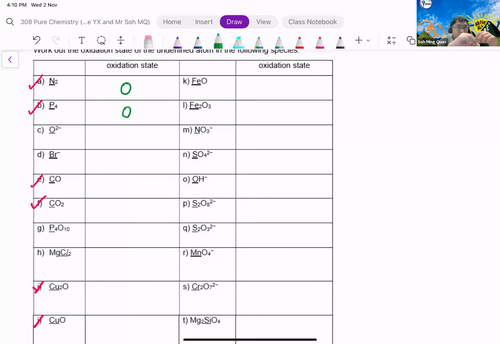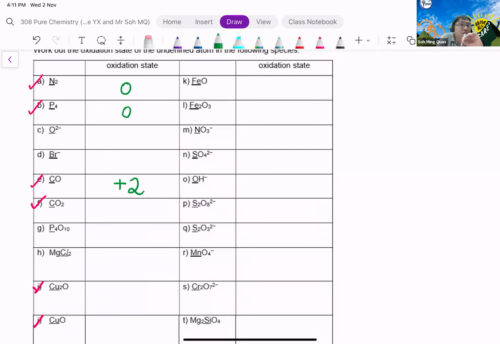What's the oxidation state of carbon in carbon monoxide? Wei Sheng? +2. He typed in the chat to me. Yes, it's +2 because we already know that oxygen is -2. So carbon must be +2 in order to have no charge overall. Next we have CO2.